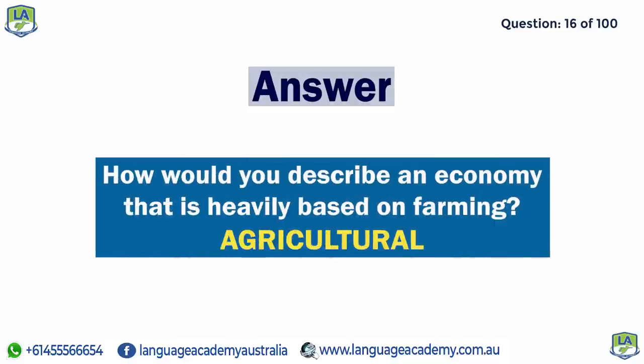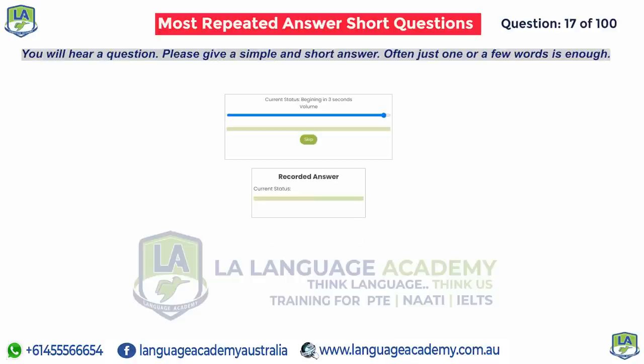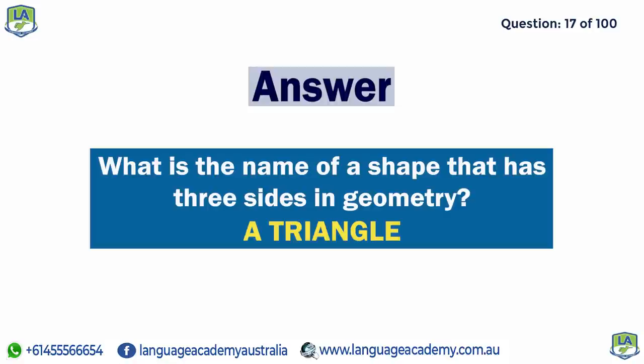How would you describe an economy that is heavily based on farming? Agricultural. What is the name of a shape that has three sides in geometry? A triangle.